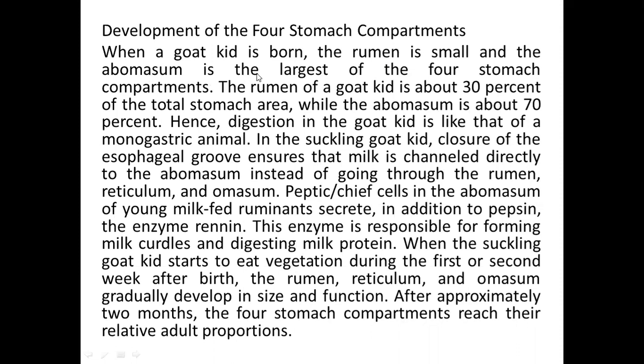Then the abomasum is the largest of the four stomach compartments. Okay, so don't confuse it. Abomasum is not the largest compartment of the stomach in adults, but at the early age when the kid is born, out of the four chambers, the abomasum was the largest compartment. The rumen of a goat kid is about 30% of the total stomach area, while the abomasum is about 70%. So you can understand the size of the other two compartments is negligible. Hence, digestion in goat kids is like that of a monogastric animal. Because the abomasum was 70% of the total stomach area, the digestion is somewhat like monogastric animals.